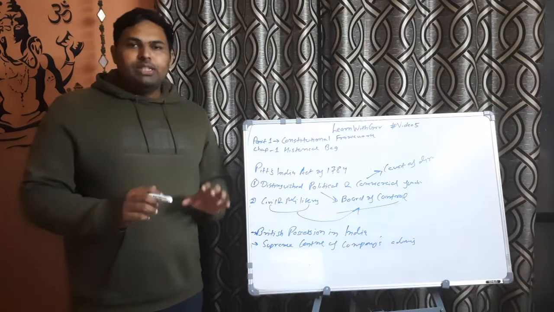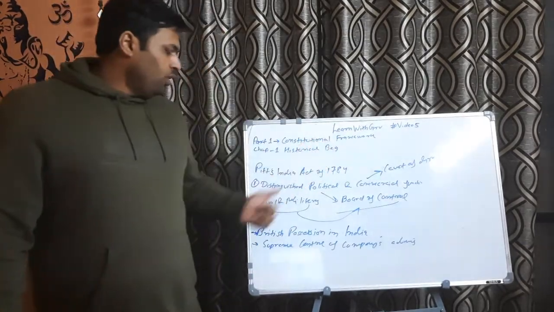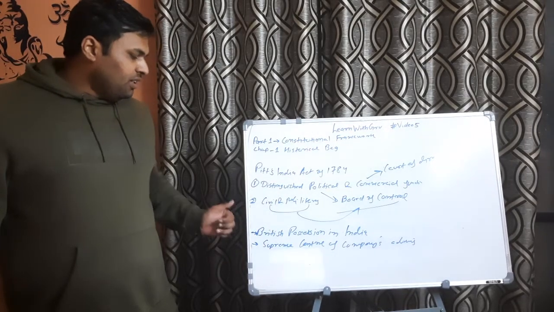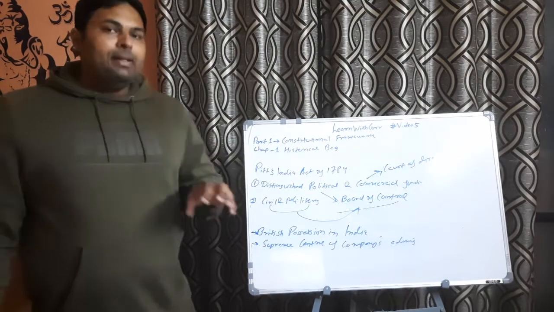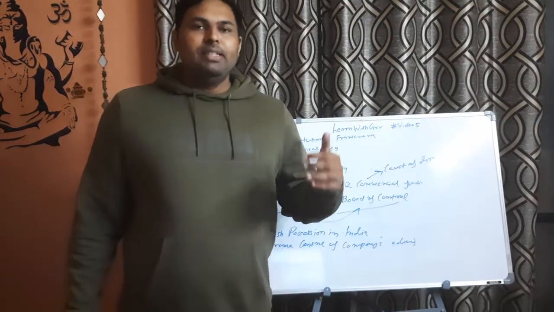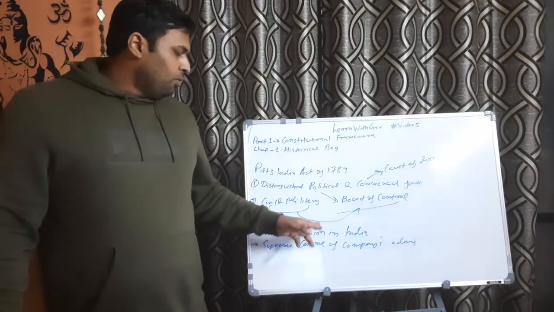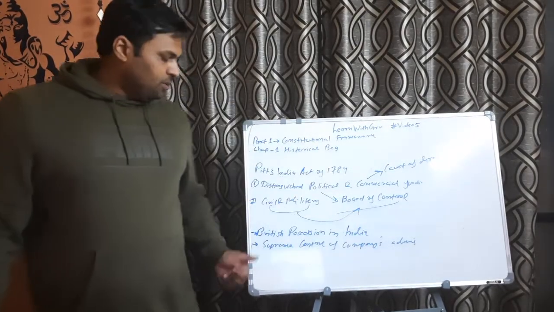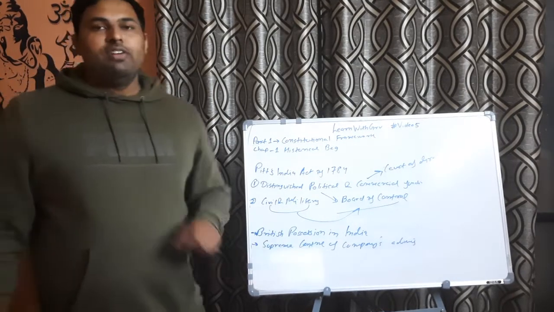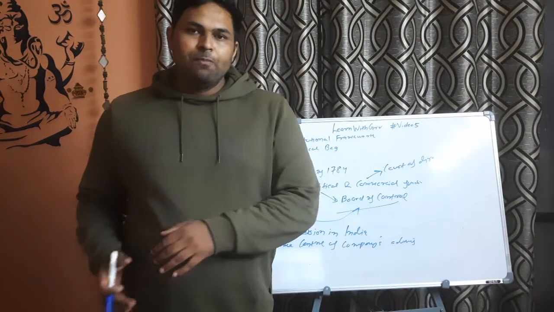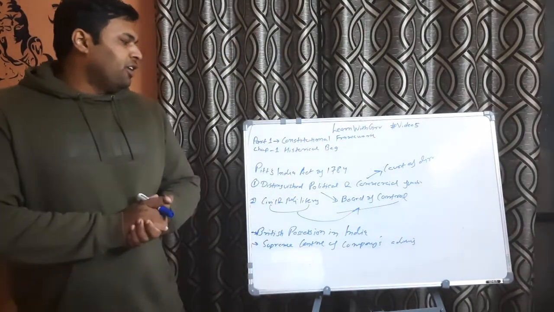Now, there are two significant aspects of this Pitt's India Act of 1784. The one is that it was the first time after this act that the company's territories, that is East India Company's territories in India, were actually called British possessions in India. And the second is that this act gave the supreme control of the company's administrative affairs in India to the British government. So this was about Pitt's India Act of 1784.